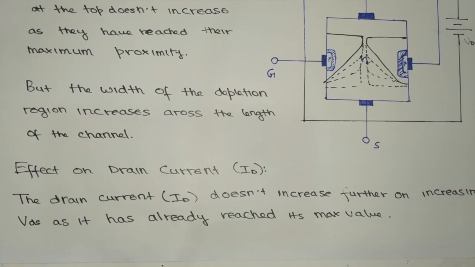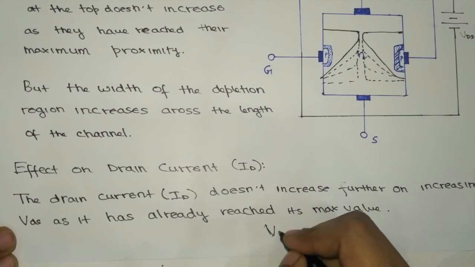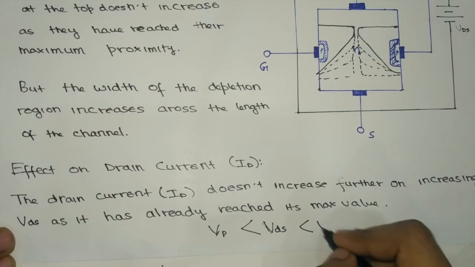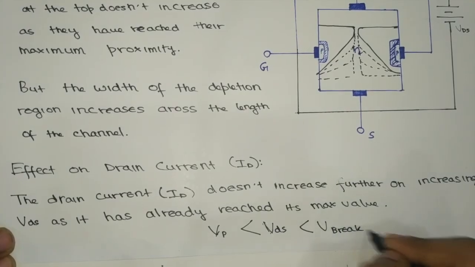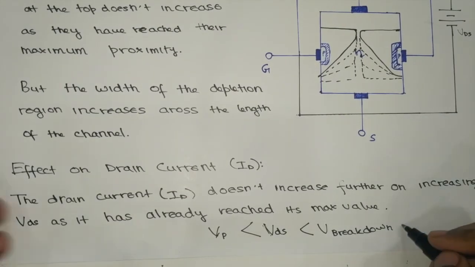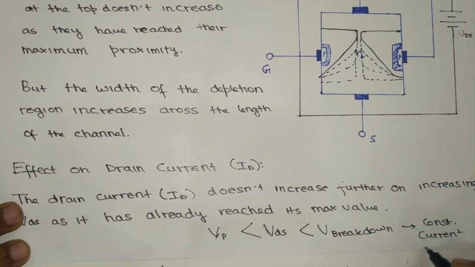Thus, a JFET can act as a constant current source when the voltage between the drain and the source terminal is between the pinch off voltage and the breakdown voltage. That is, the VDS must be greater than the pinch off voltage and must be less than the breakdown voltage. Then the JFET can act as a constant current source.